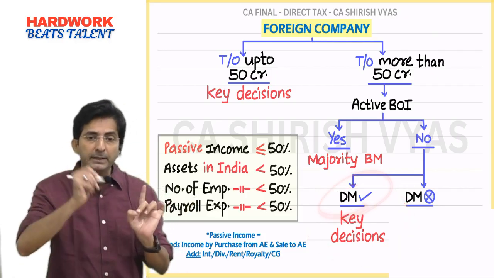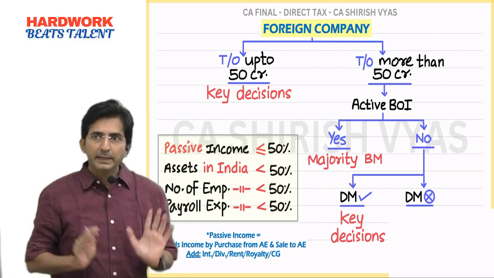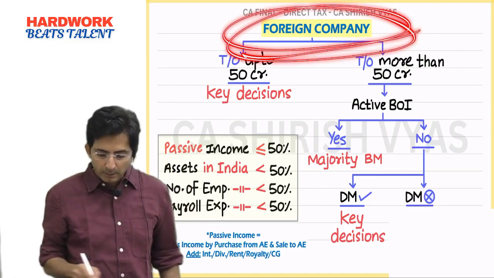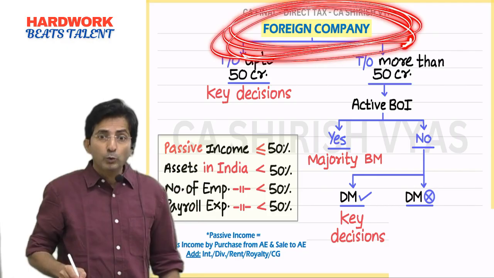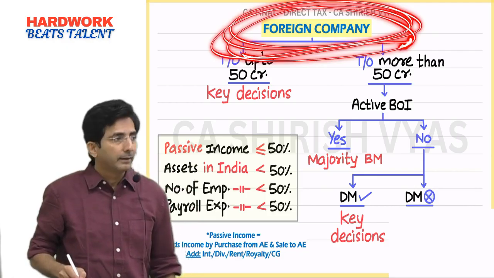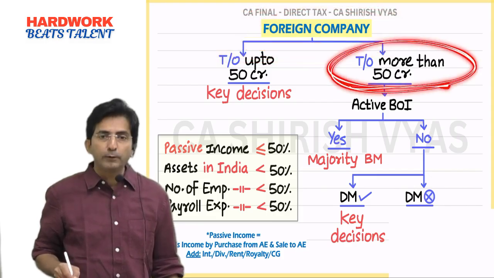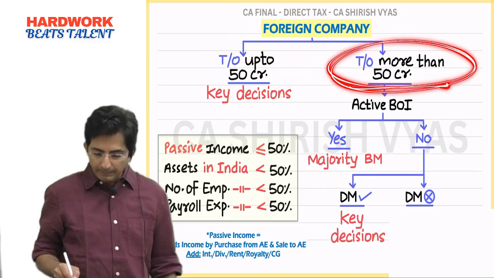Provided you can figure out the decision maker. See, DM tick means we can figure out the decision maker. Like imagine there is a Dubai company. Dubai company means a foreign company. And scrutiny is going on. Scrutiny. An assessing officer will ask, what is your turnover? They said it's more than 50 crores. Oh. And then they failed in active boy.